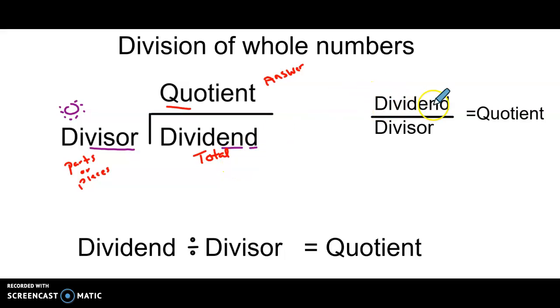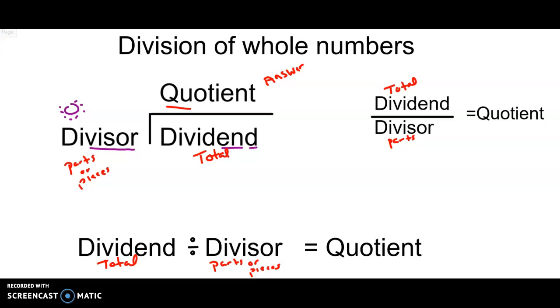Over here, your dividend is being divided by your divisor. Your total is being divided by your parts or pieces. Now that's a fraction. Your fraction bar is the same thing as division, and that will be your quotient. Or your dividend, or your total, is being divided by your divisor, or your parts or pieces, which gives you the quotient. Go ahead and get all of that in your notes, please.